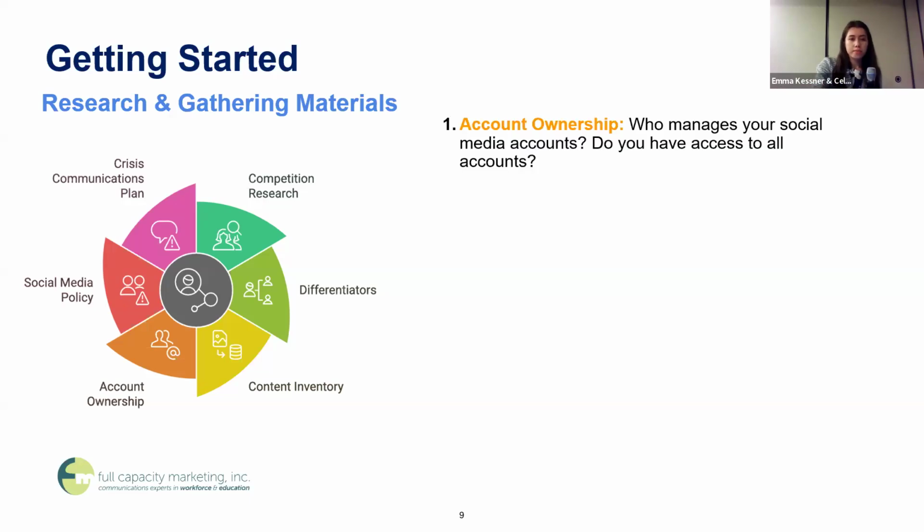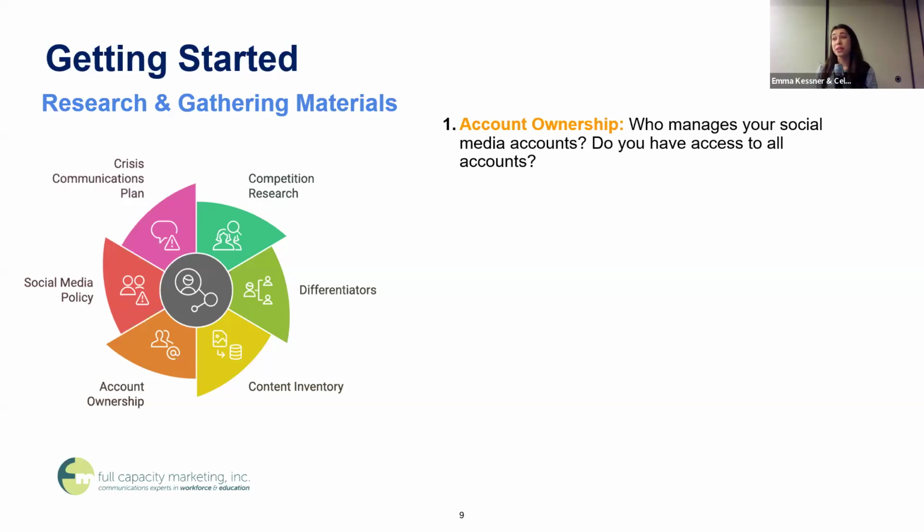The first thing is account ownership. This is a big one. HLPAE, when we were going through this whole process with them, we found out that they couldn't access their original Facebook page. Someone who no longer worked for this school still had access, and we tried many different ways to appeal to Meta to regain access. It's very common. We usually see that a lot with our customers.